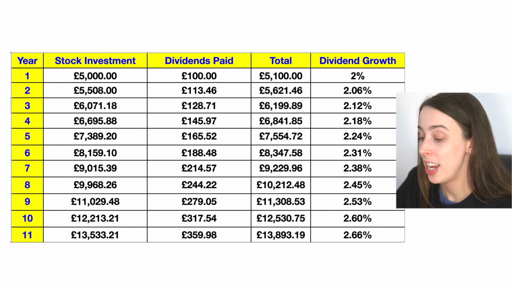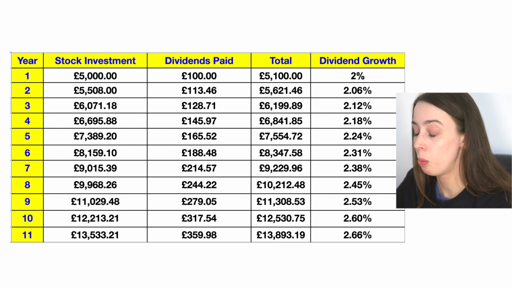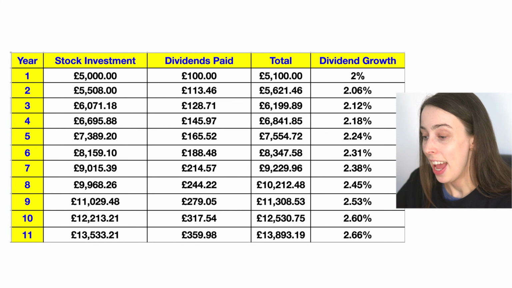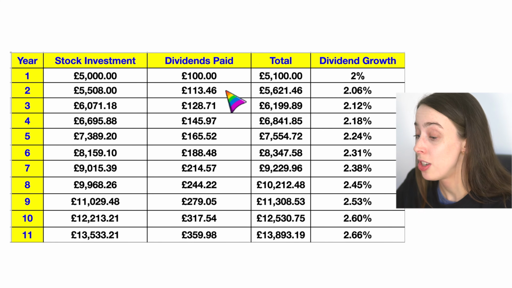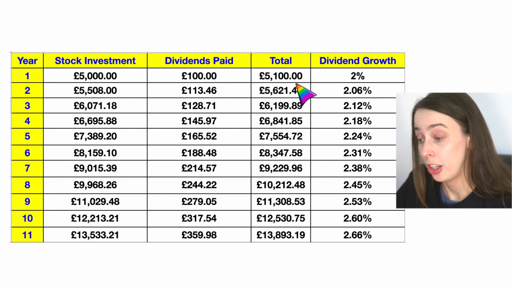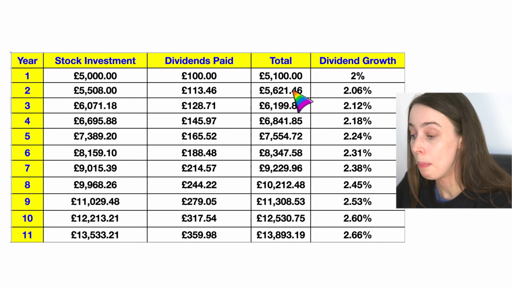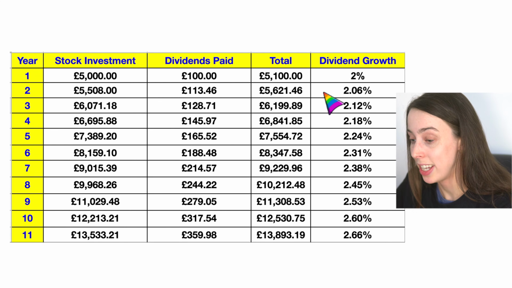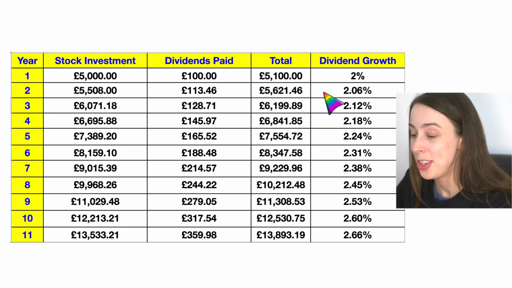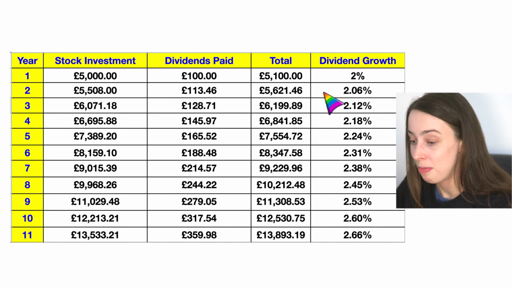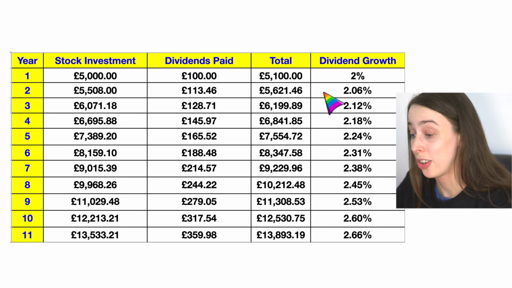Now, I've included year 11 here as well. I won't read it out, but what I wanted to point out is how the difference in these dividends that you're getting and the total value is increasing by larger increments as the years go on. You can't really see it that much when you look at the early years, but when you get to year 7, year 15, year 20, a long period of time, that's when you really start seeing this.